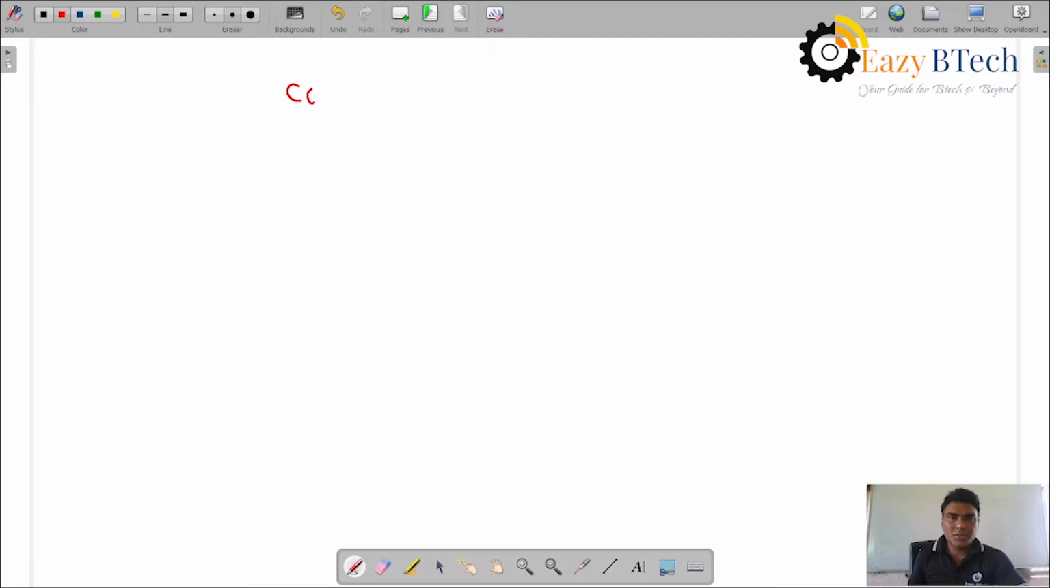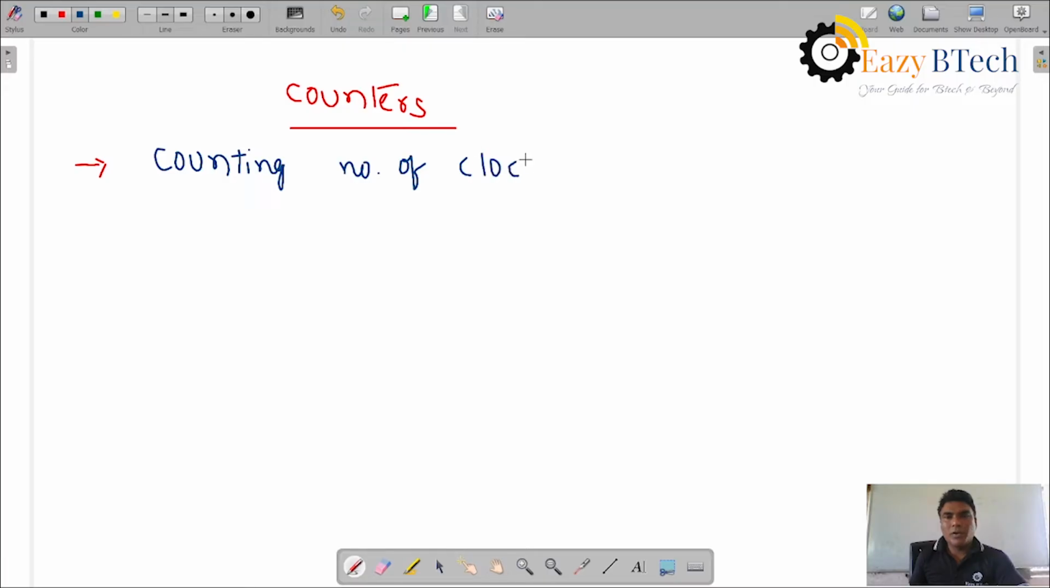Counters are counting the number of clock pulses. Counting the number of clock pulses that we are applying.